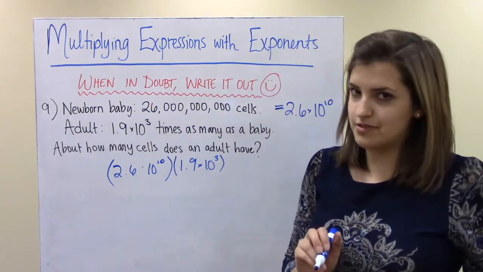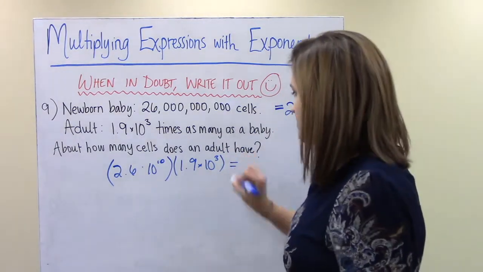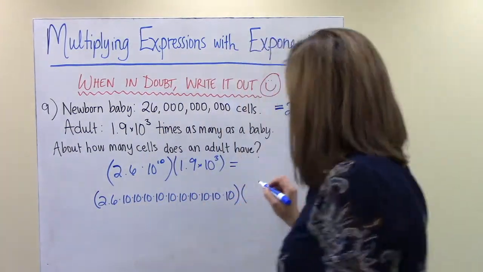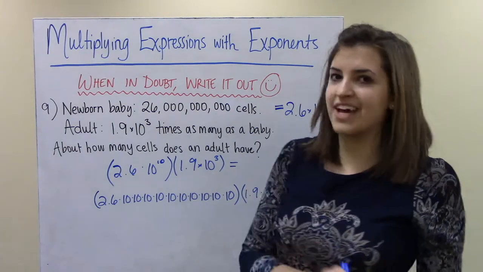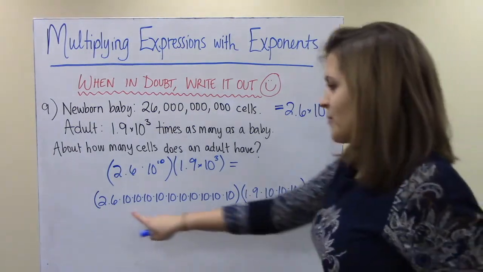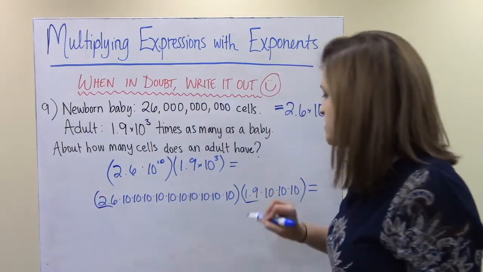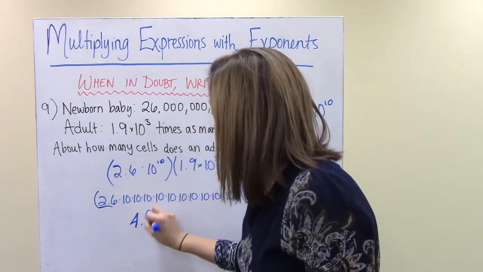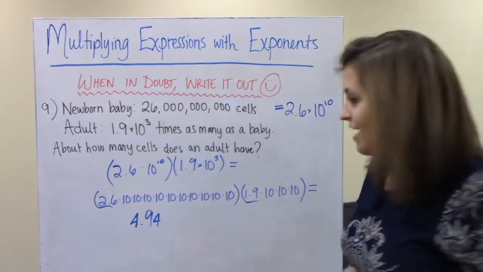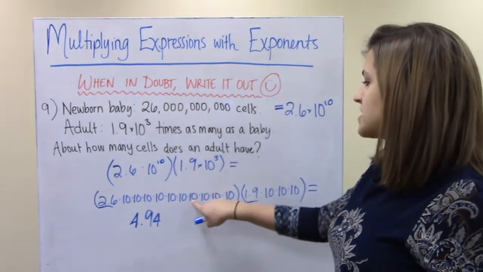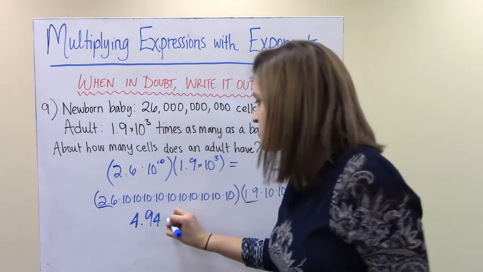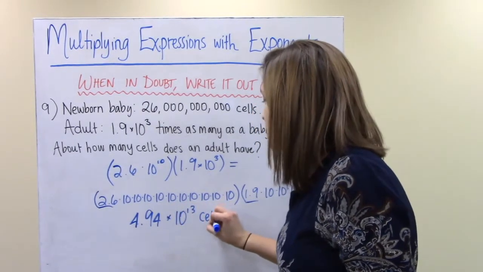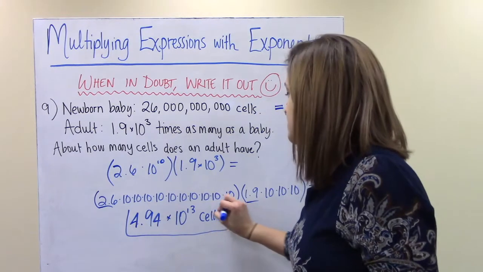All right, so we're going to have to do a little multiplication. Bear with me here. I'm going to speed this up a little bit. Okay, and we're back. So what we're going to do here is multiply these first two terms. So 2.6 times 1.9, which is going to be 4.94. And then I'm going to have to count up how many 10s I have. So 10, 1, 2, 3, 4, 5, 6, 7, 8, 9, 10, 11, 12, 13. So 4.94 times 10 to the 13th cells. And that is how many cells an adult has.